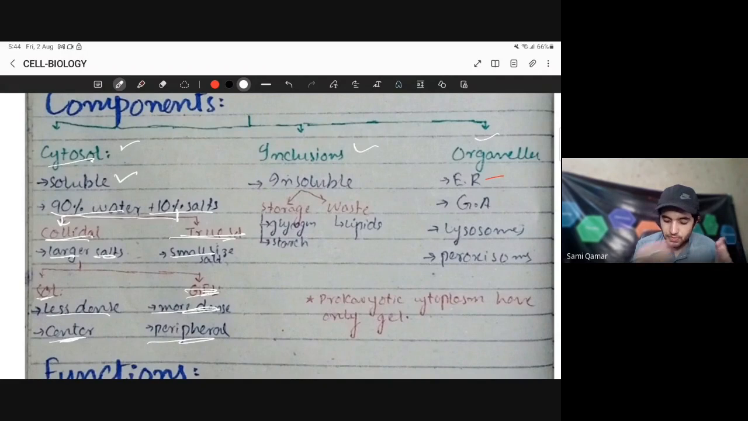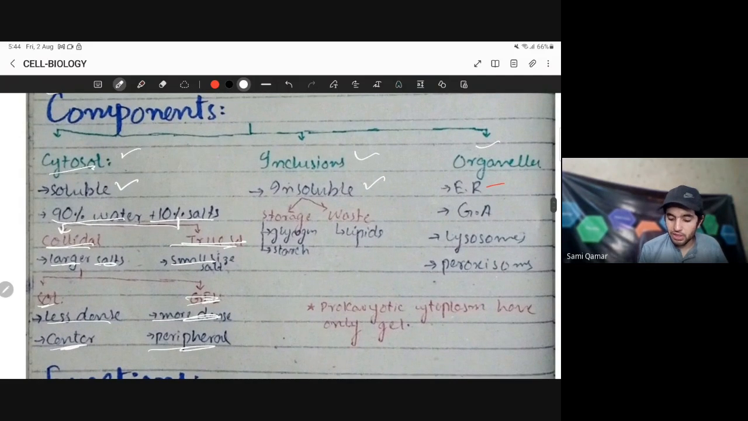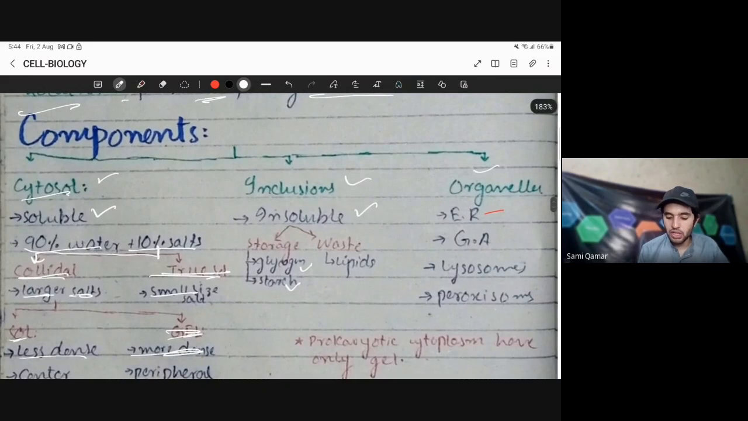First was cytosol. Now let's talk about inclusions. Inclusions are the insoluble portion of cytoplasm. What will be insoluble? Glycogen and starch will be present. These are storage products that we can use later for energy production. In animals, it will be glycogen. In plants, it will be starch. Remember this: plants store carbohydrates in the form of starch. We will talk about it in the carbohydrates chapter, but glycogen is stored in animals.